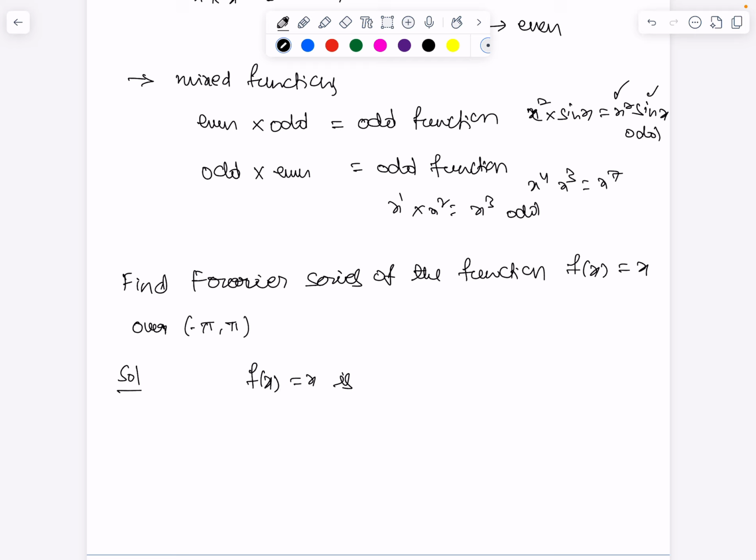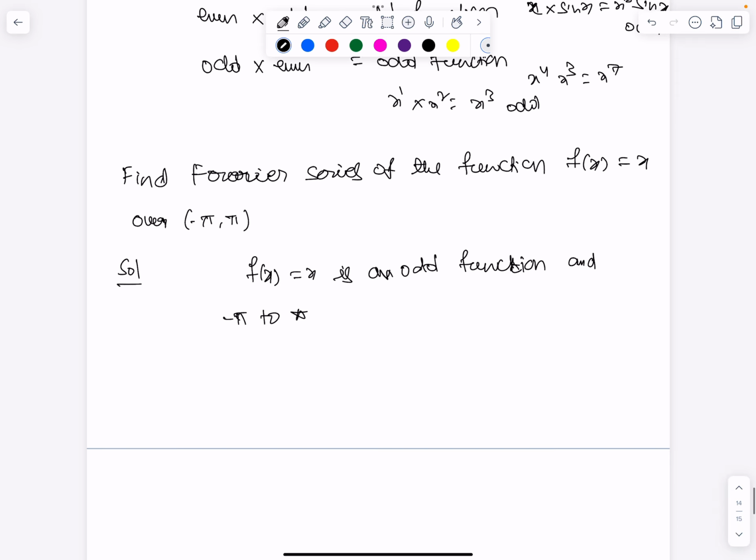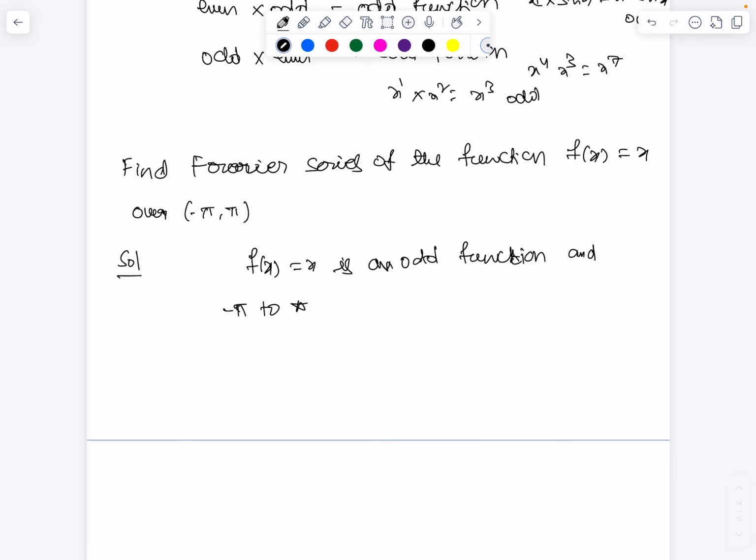So you observe this, f of x is equal to x, which is an odd function, and it is defined from minus pi to pi. Therefore, we can use the property of the odd function. You can conclude that a0 is 0 and an is 0. You can test it by calculating a0 and an also, you will be getting 0.